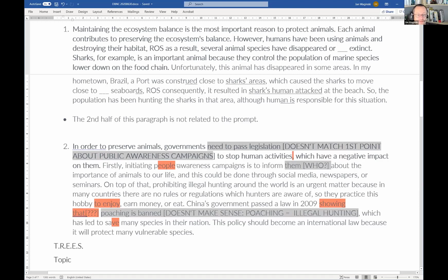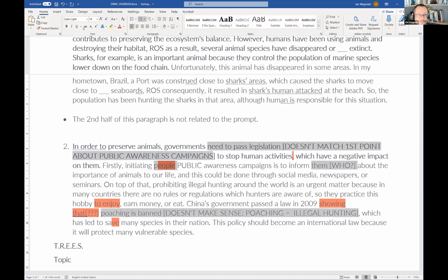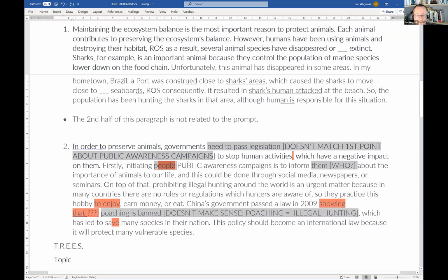Okay, so "inform people", right? But this is a mistake because this is public awareness campaigns. We don't call them people awareness campaigns. Right, so initiating awareness campaigns is to inform people about the importance of animals to our life. That would be the right way to do it. Here, this "them", it's not clear what it refers back to.